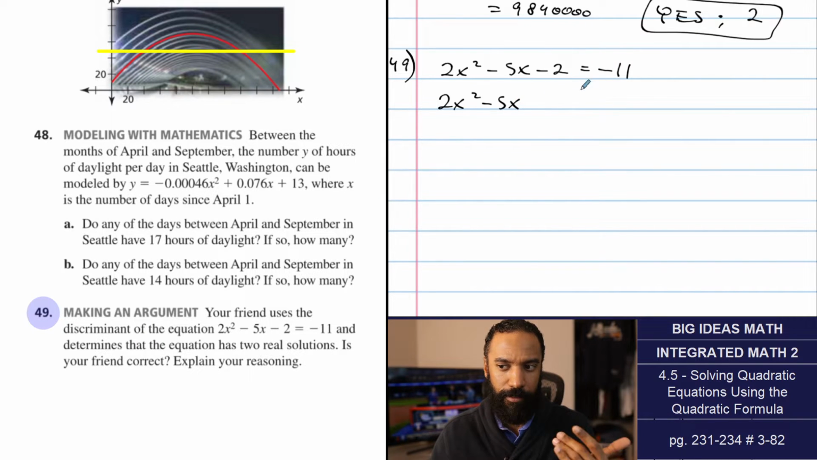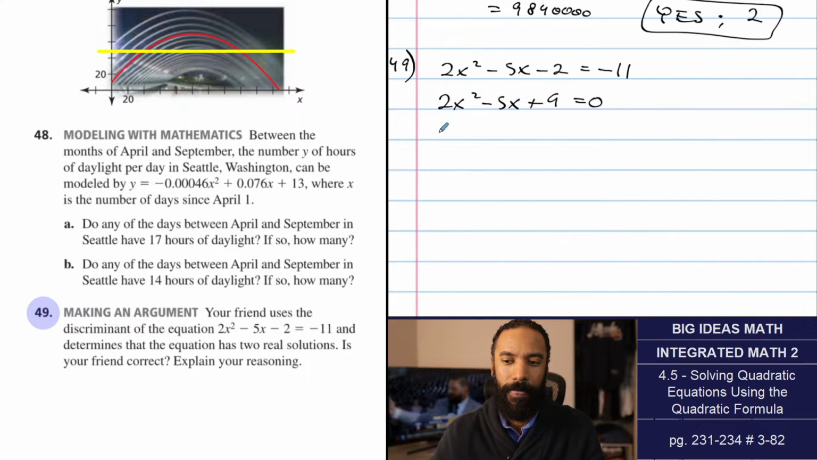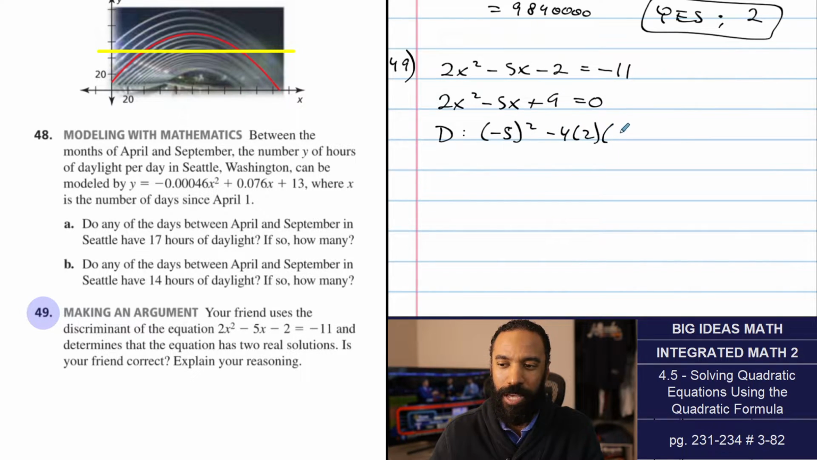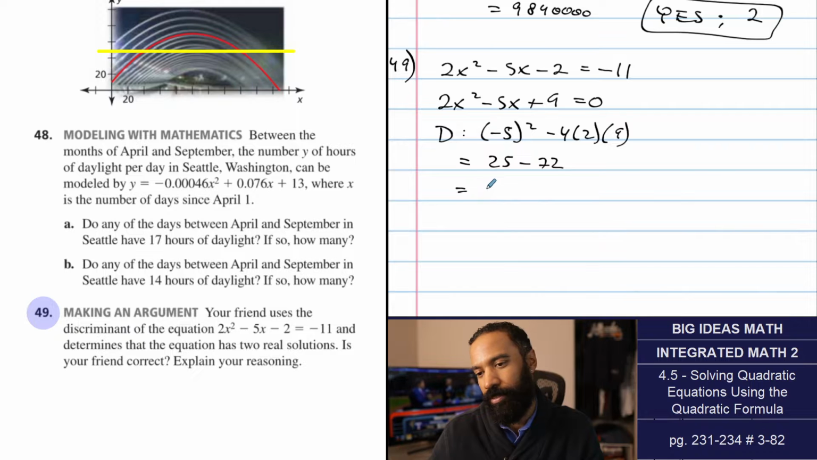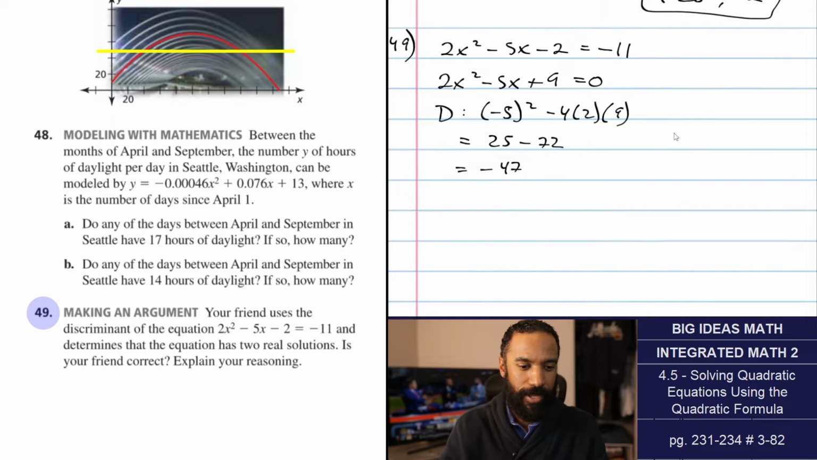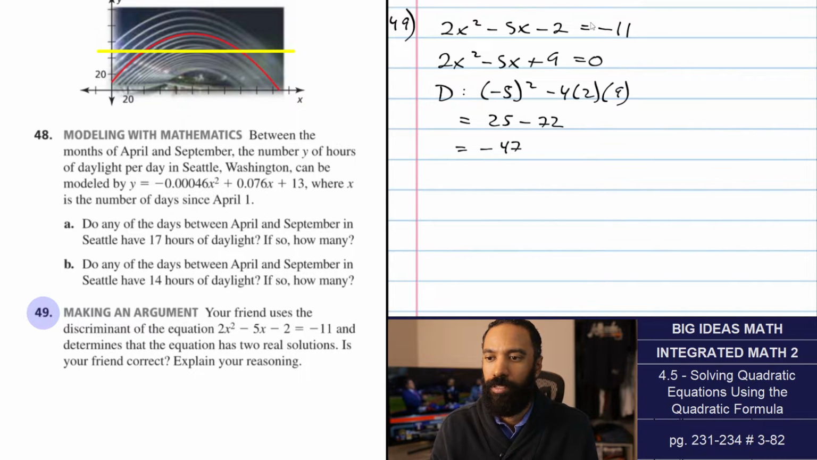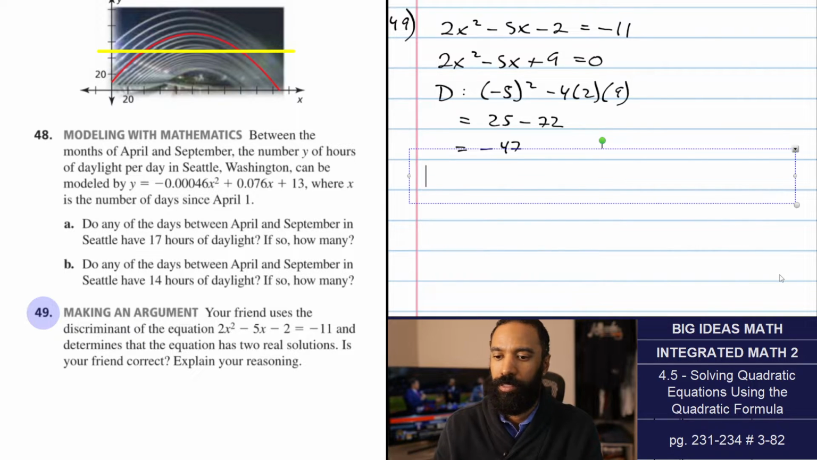We have to go ahead and see if our friend worked out the fact that when you do this to it, this isn't going to work. Your discriminant is going to be negative 5 squared minus 4 times 2 times 9, or 25 minus 72, which is negative 47. Negative 47. Your friend is not correct.